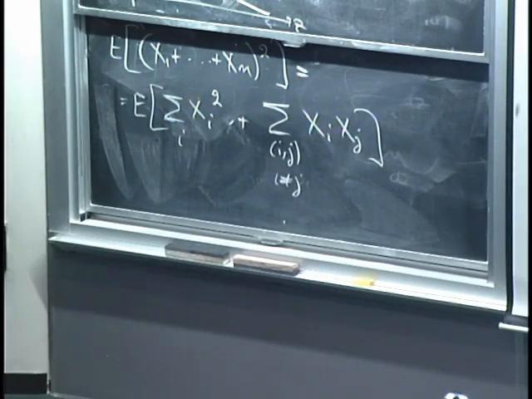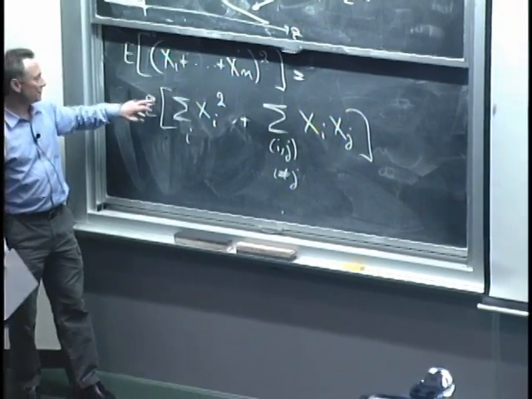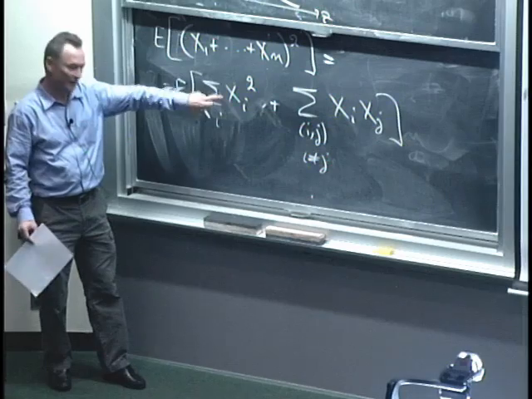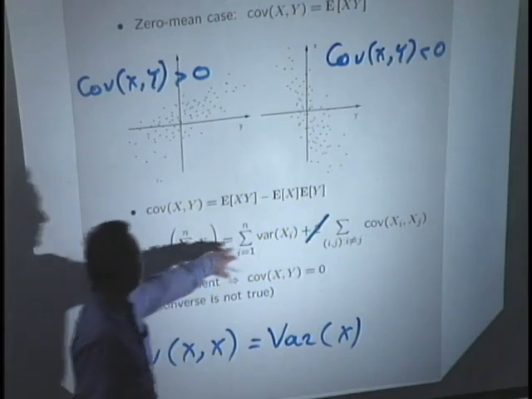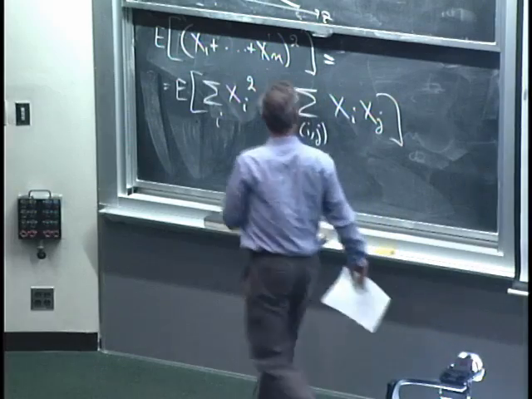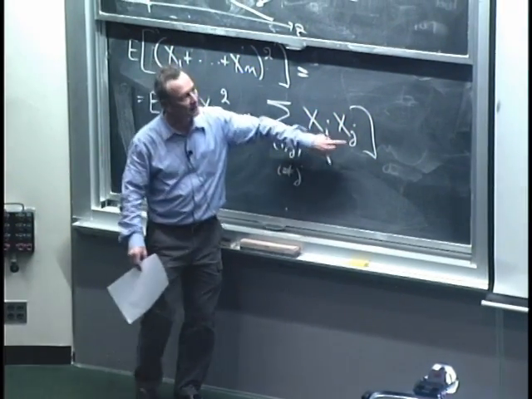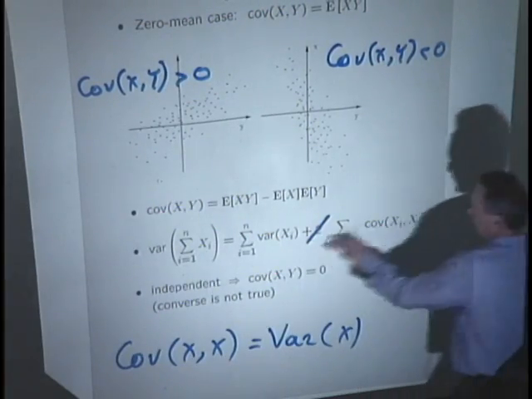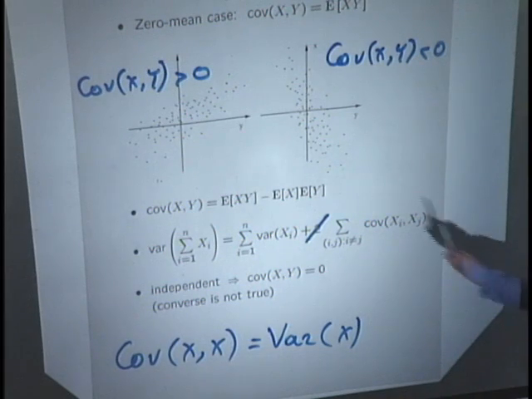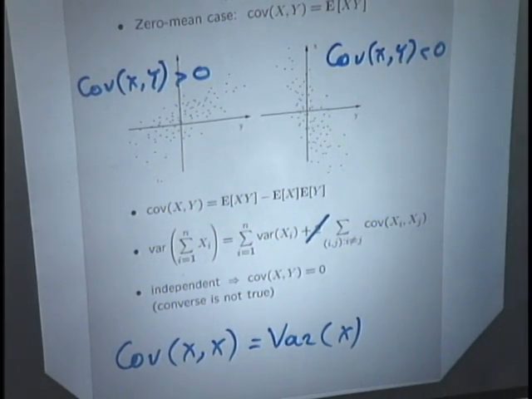Okay. And so now here, let's assume for simplicity that we have 0 means. The expected value of this is the sum of the expected values of the x squared terms, and that gives us the variance. And then we have all the possible cross terms, and each one of the possible cross terms is the expected value of xi times xj. This is just the covariance. So if you can calculate all the variances and the covariances, then you're able to calculate also the variance of a sum of random variables.